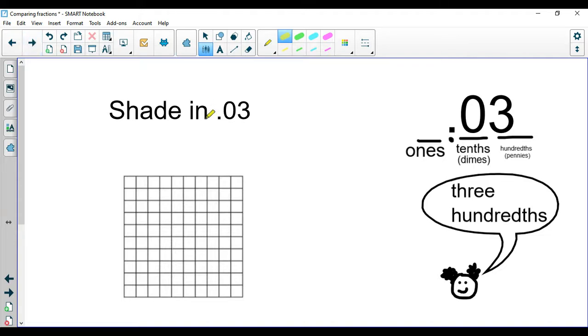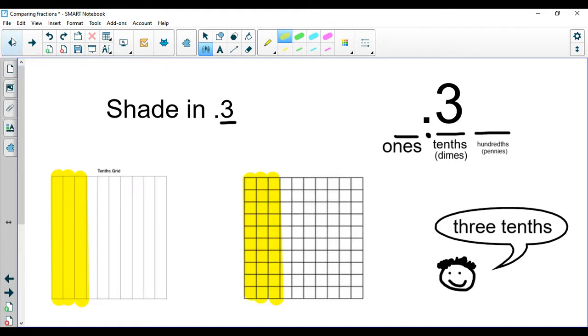Let's say we're tasked to shade in 0.03. You say, well, what's 0.03? Well, put it into our place value chart. Decimal, 0 tenths, there's no tenths, and 3 hundredths. Remember, those hundredths are those small squares. So we're going to shade in 1 hundredth, 2 hundredths, 3 hundredths. So that's how you would shade in 0.03.